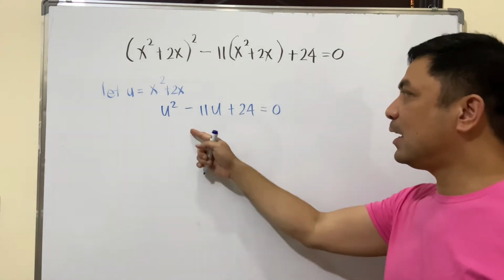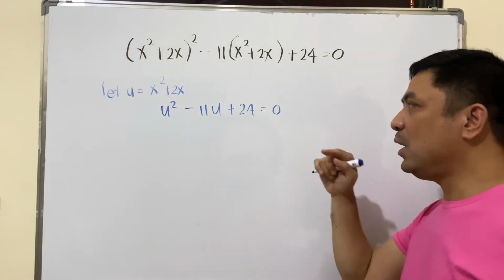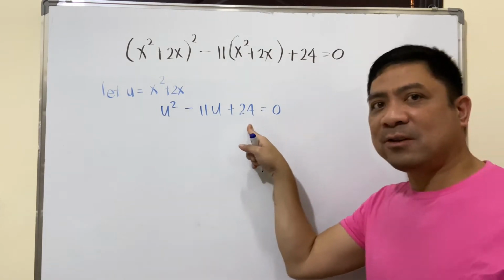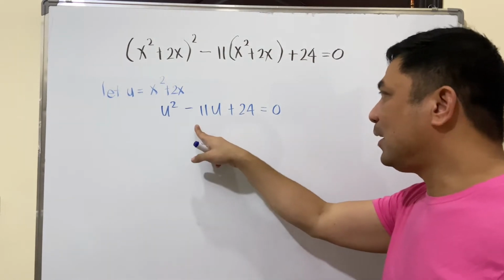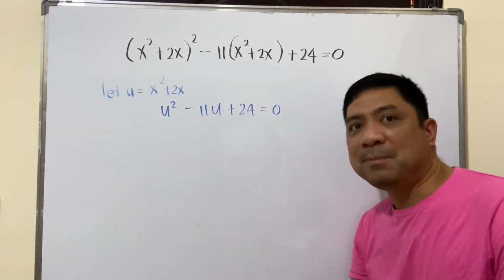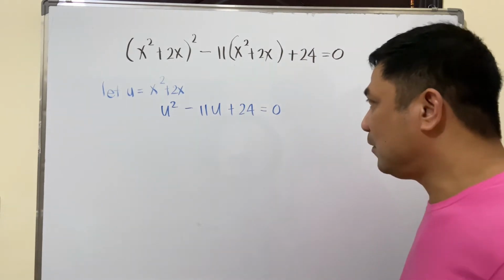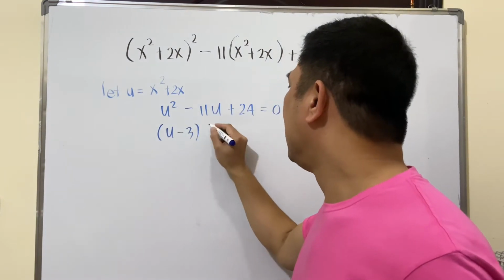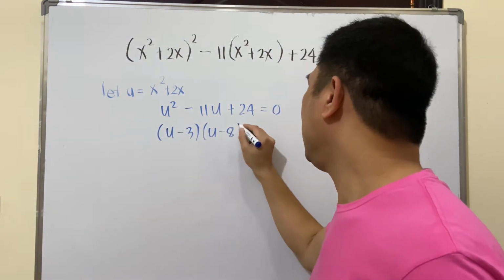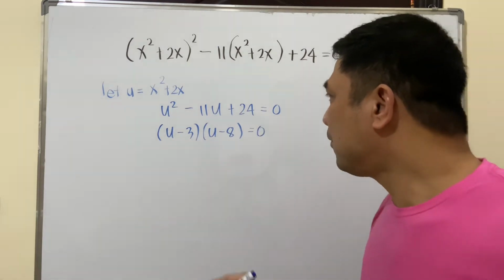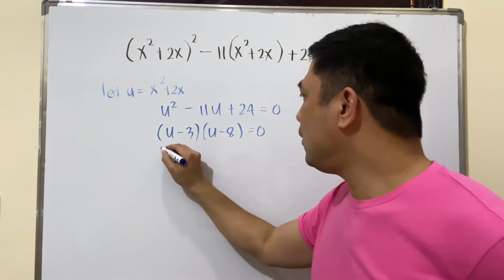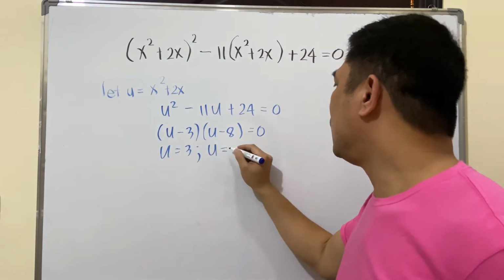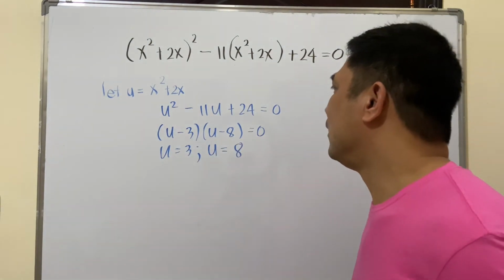As you can see here now, we have a quadratic equation which is, I think, factorable. So think of two factors of 24 that when you add them, you'll get negative 11, and when you multiply them, you get positive 24. So I think these are u minus 3 and u minus 8 is equal to 0. Therefore, you'll have a value of u which is equal to 3 and another value of u which is equal to 8.